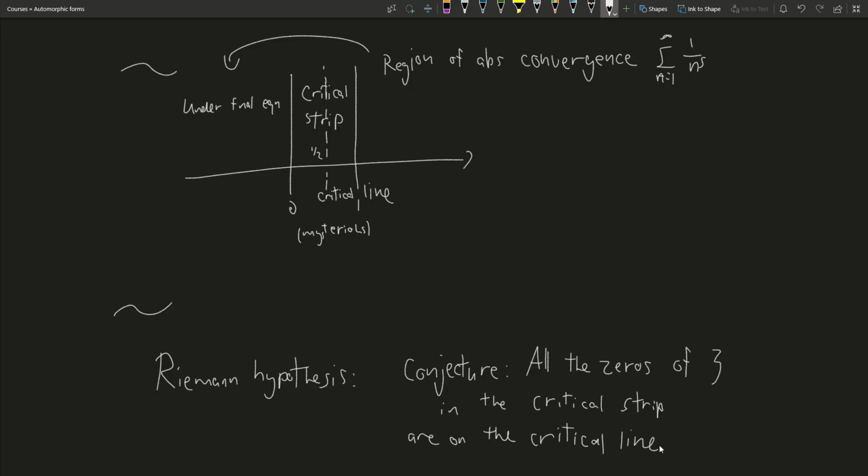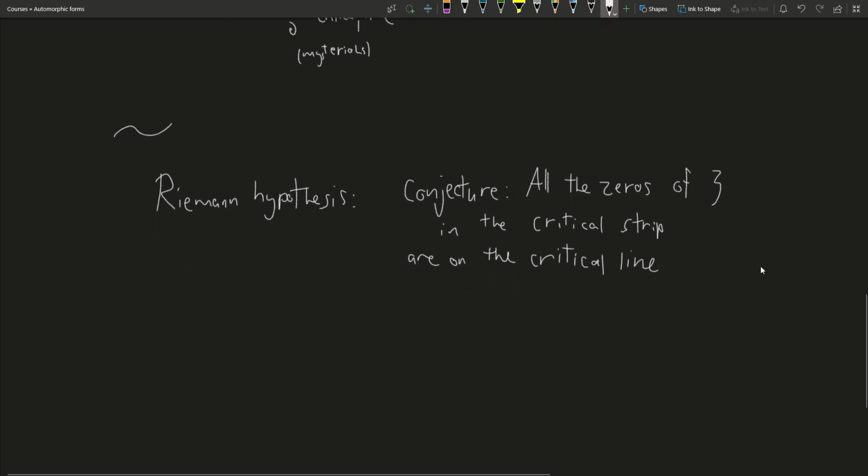So this is widely believed to be true. It would be pretty shocking if it were false. And there's tons of numerical evidence for it, but also people have no idea how to begin proving this. This one is wide open. And this is one of the 7 millennium problems. This is maybe arguably the single most important conjecture in all of mathematics.